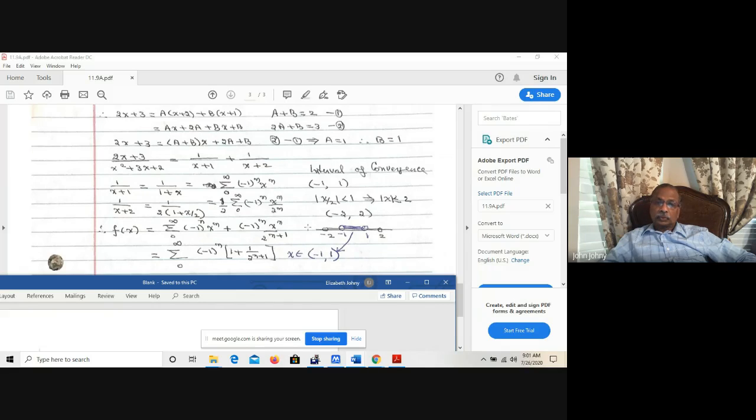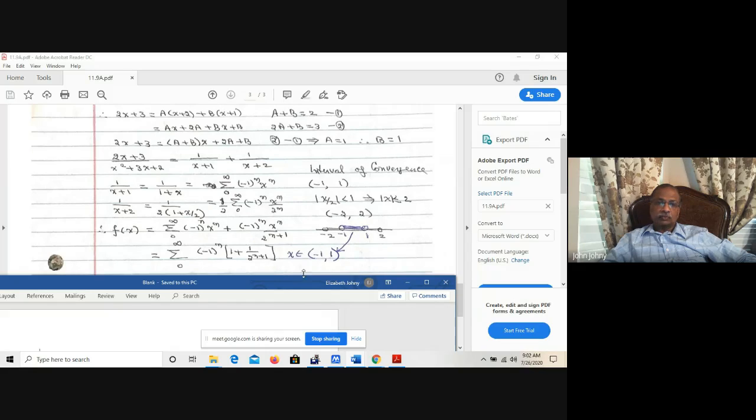You draw a number line and mark both the intervals, negative 1 to 1, shade it, negative 2 to 2, shade it, and now you pick the double shaded part. This is the best way to work out. So draw a number line, shade the first interval, negative 1 to 1, then you shade the second interval, negative 2 to 2, and pick the double shaded part.